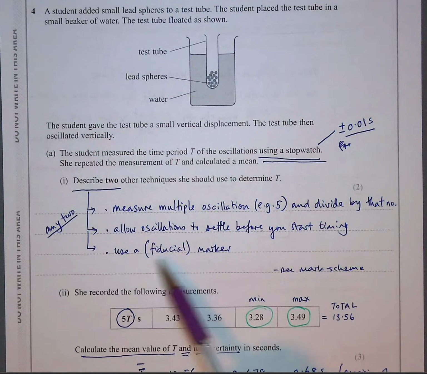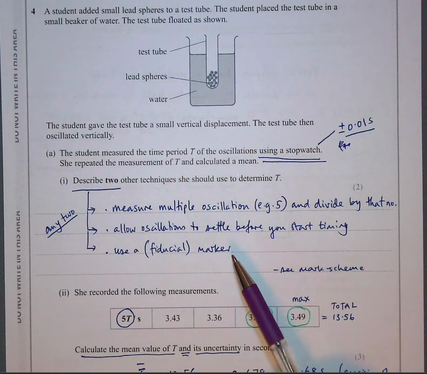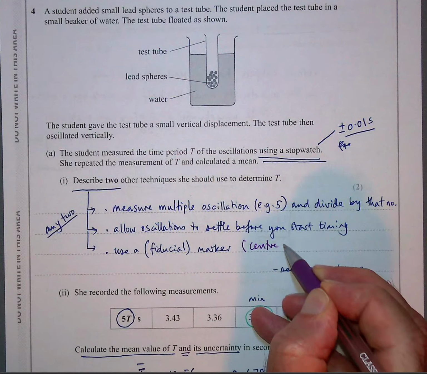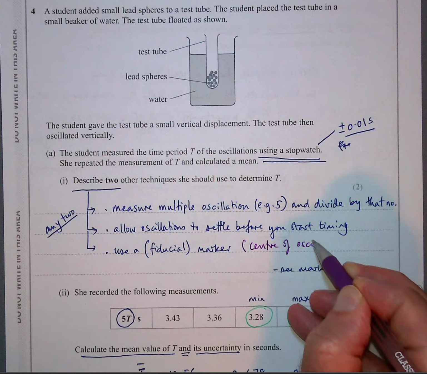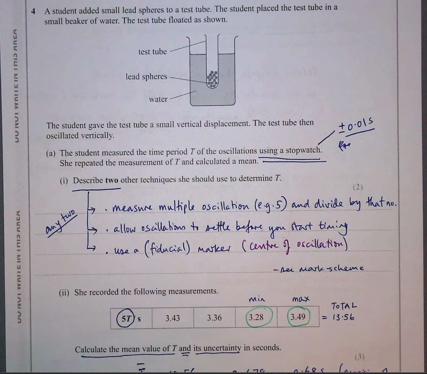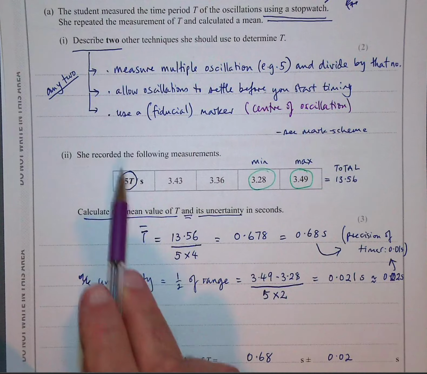Okay, so if English is not your first language, you could say use a marker, and they like the marker to be placed in the center of the oscillation usually. Yeah. I prefer it to be at the extreme of the oscillation. I'm just telling you what this exam board likes. Okay. She then recorded the data for the 5 T's.